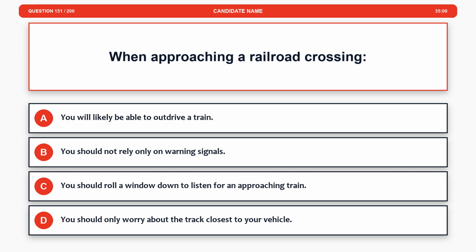Question 151. When approaching a railroad crossing, option A, you will likely be able to outdrive a train. Option B, you should not rely only on warning signals. Option C, you should roll a window down to listen for an approaching train. Option D, you should only worry about the track closest to your vehicle.